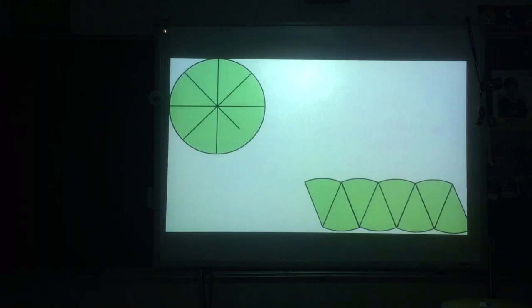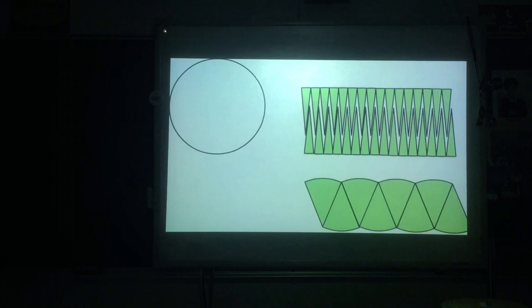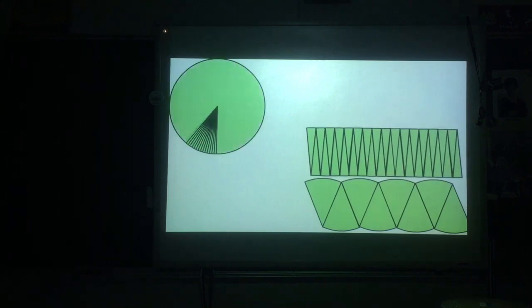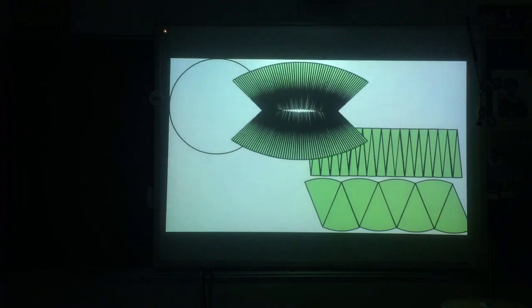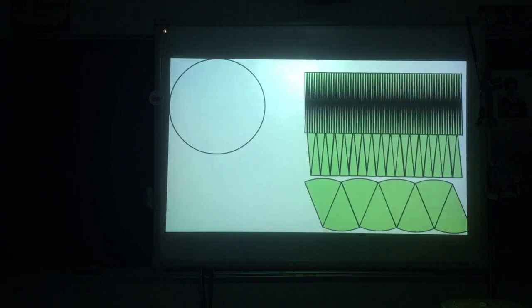So next, we'll divide the circle into small equal pieces, and we will arrange them in the same manner. You can see that it appears more like a rectangle. So if we divide the circle into even smaller pieces, you can see that every time the shape becomes more like a rectangle.